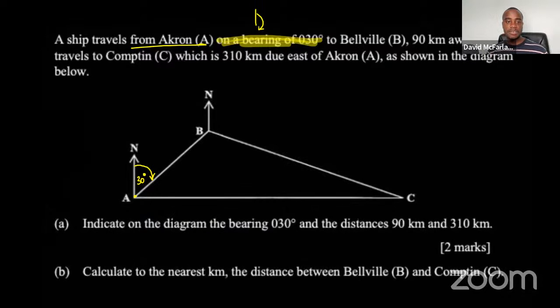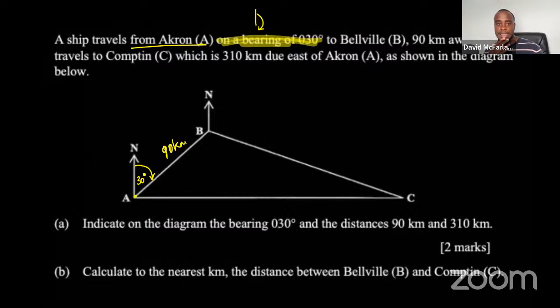Because it says from Akron, it means we start at Akron and then we go to Belleville. What else do we want to put on? It says that the ship, on that bearing, is 90 kilometers away. So we know that's the distance from Akron to Belleville. So this is 90 kilometers. Boom.